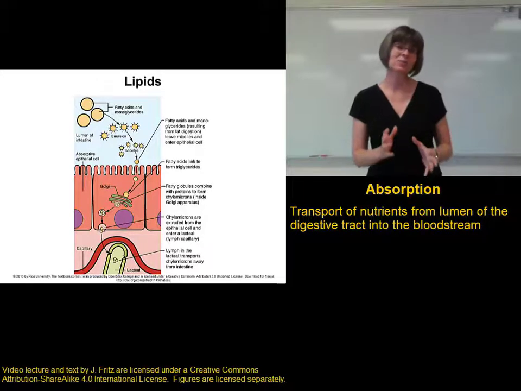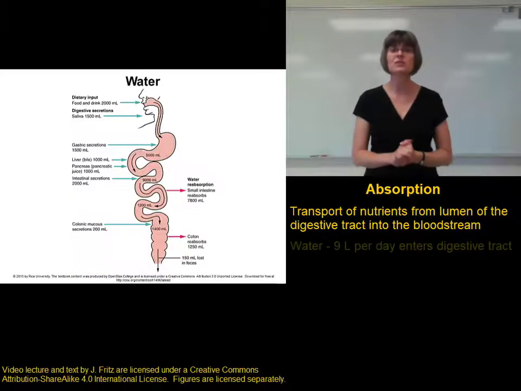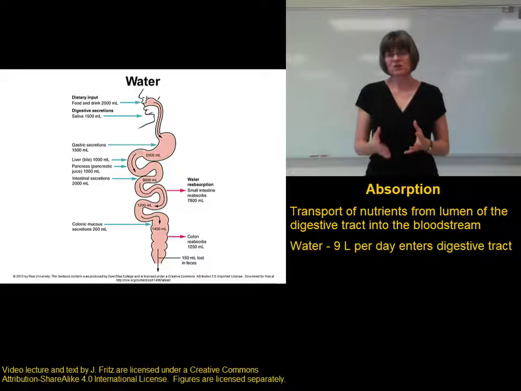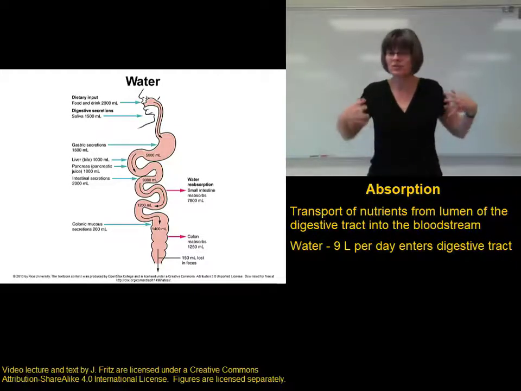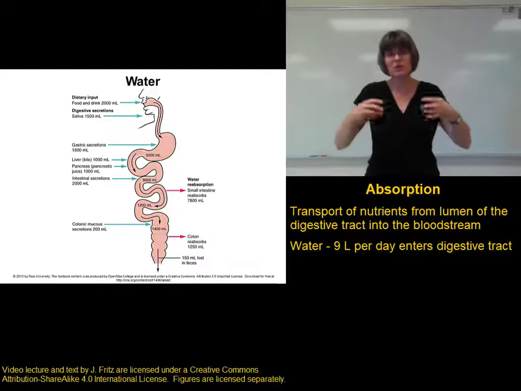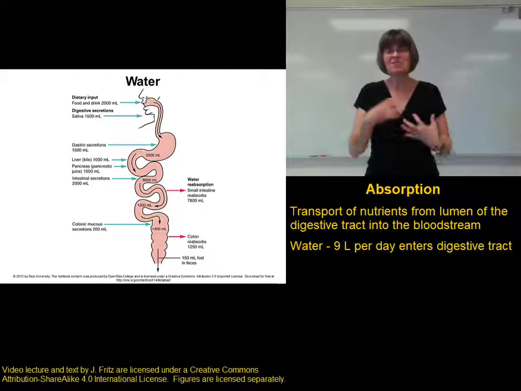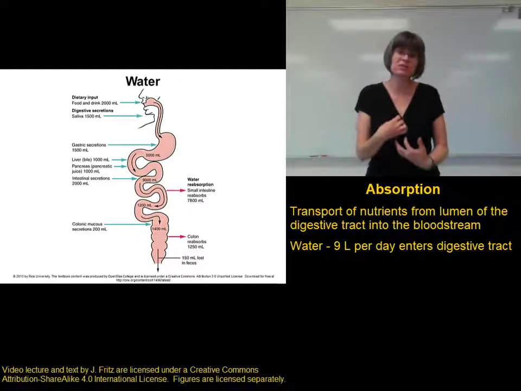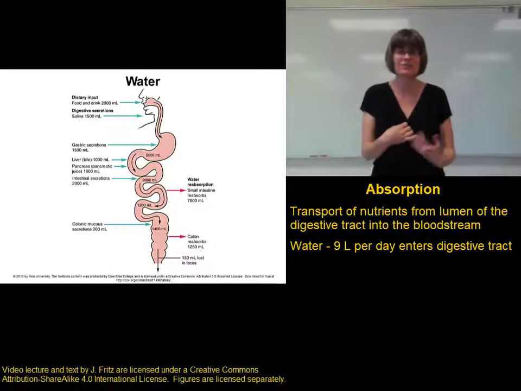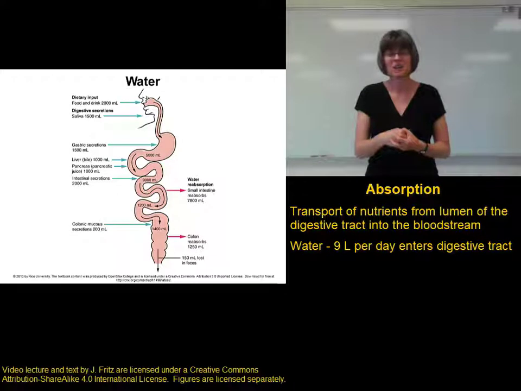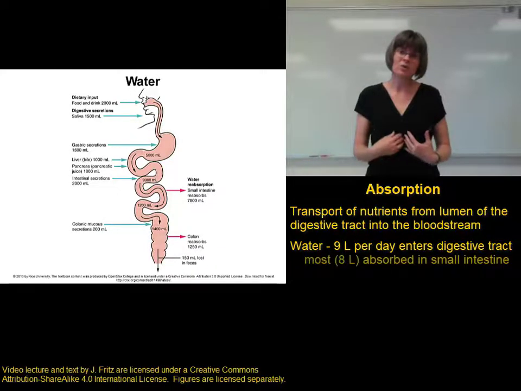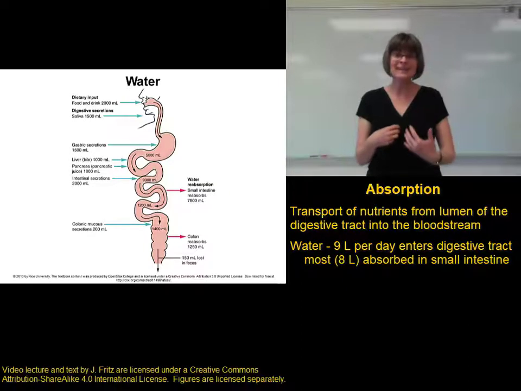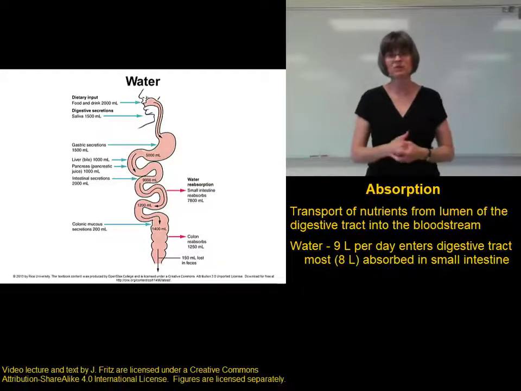The last thing that's really important to talk about absorbing is water. Altogether, between the water that we drink and the water that's in our food and the water that's part of all the secretions that we're pumping into our digestive tract, about 9 liters of water goes into the digestive tract each day. 9 liters does not come out the other end. Very little water comes out through elimination. Most of the water is absorbed in the small intestine. About 8 of those 9 liters will be absorbed in the small intestine.